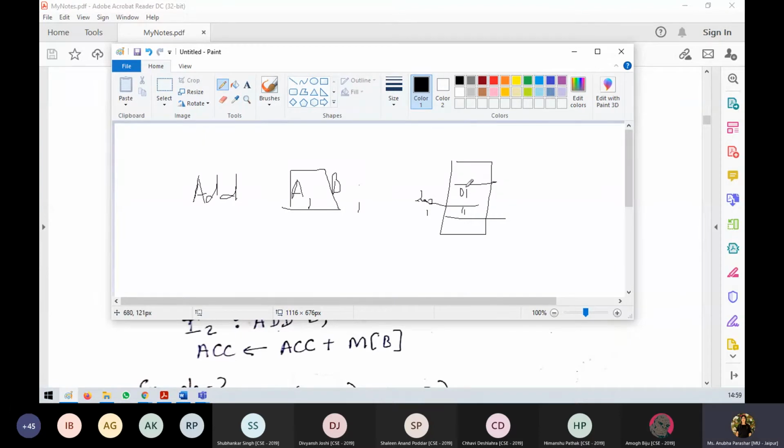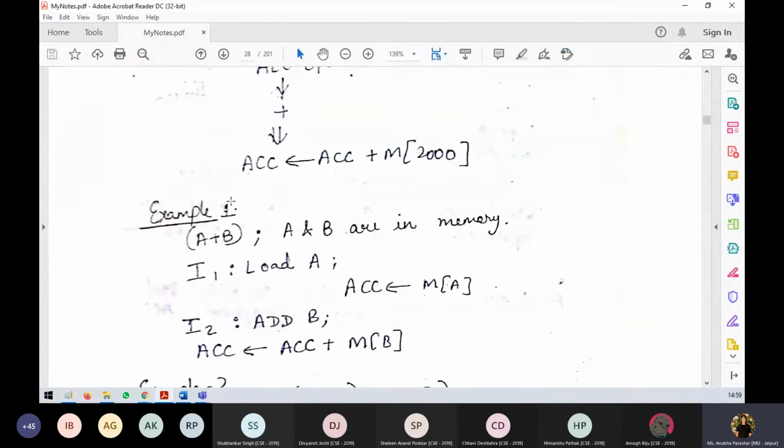So when we say load A, this 01 is stored in accumulator. Now the accumulator is having value 01. This is what we mean by load A. So load A is loading the value in the accumulator. So what does this instruction mean? This instruction means this. Whatever is there at memory location of A, this address is passed.